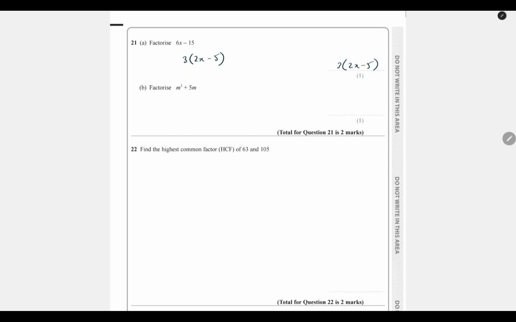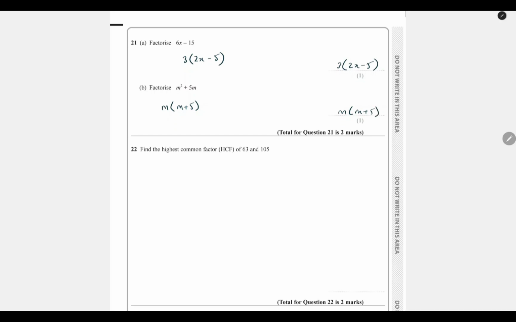Part B says factorize m squared plus 5m. So again, we're going to look for commonalities between m squared and 5m. So we know that both have m, and that leaves us with m plus 5, and that's our answer. So m multiplied by m plus 5.